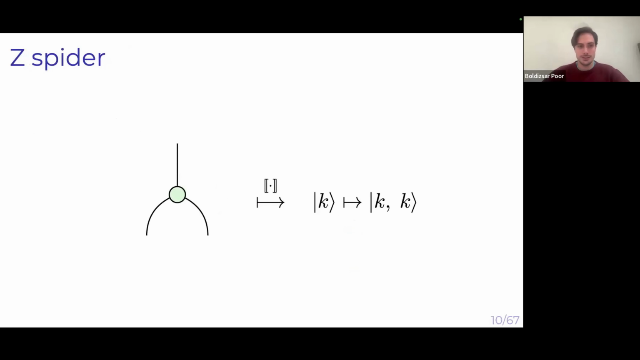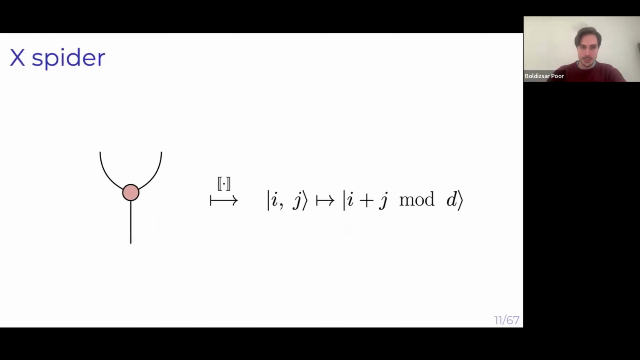Then we have the good old Z spider, which simply corresponds to copying. So if you input ket k, it will output 2 ket k's. And the X spider is just the modulo addition. So if you input i and j, then you will get i plus j modulo d.